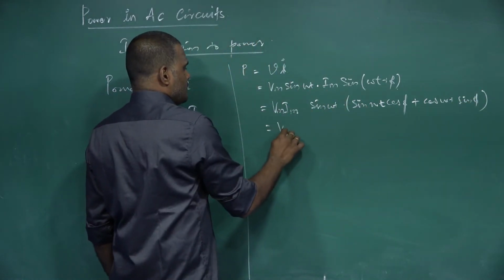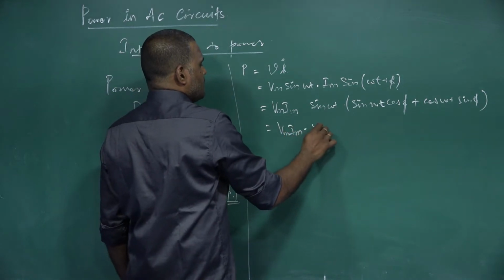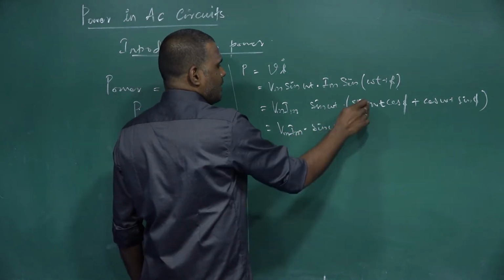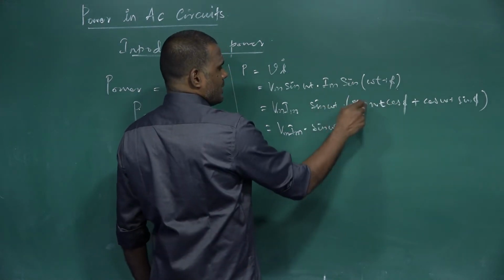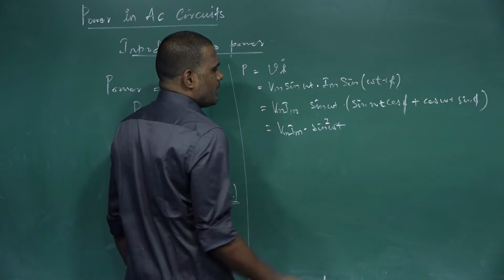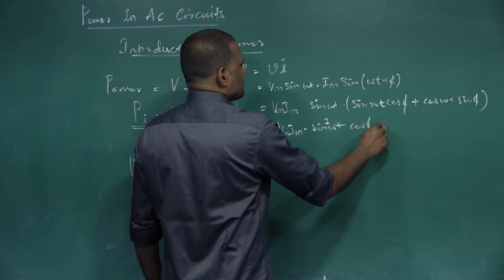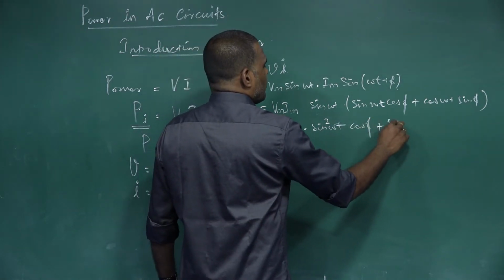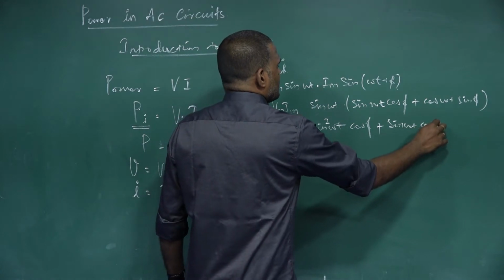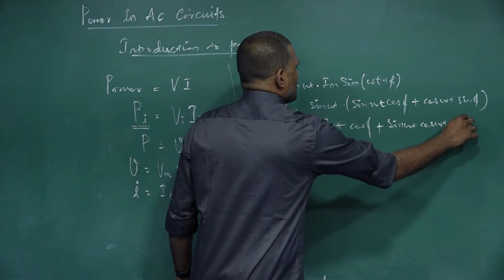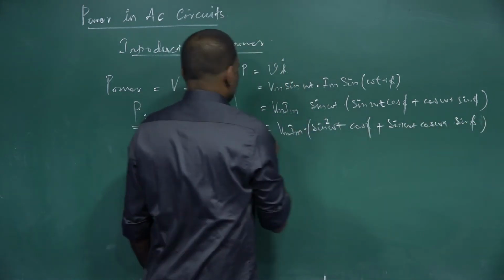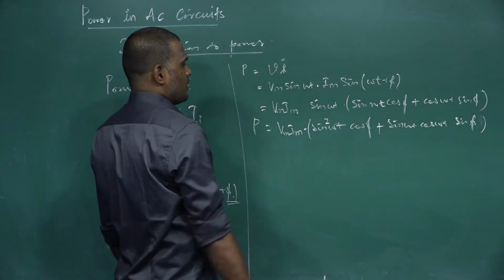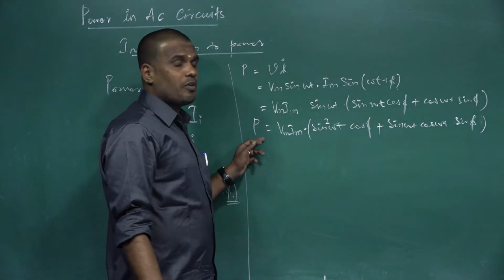Right? So this is Vm, Im, sin omega t. I am taking sin omega t into cos phi, or sin omega t inside. So sin omega t into sin omega t becomes sin square omega t into cos phi plus sin omega t cos omega t into sin phi. So this is the instantaneous power consumed.